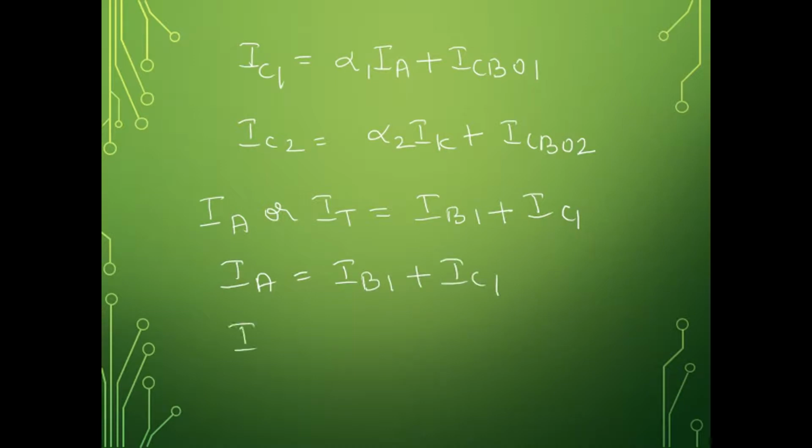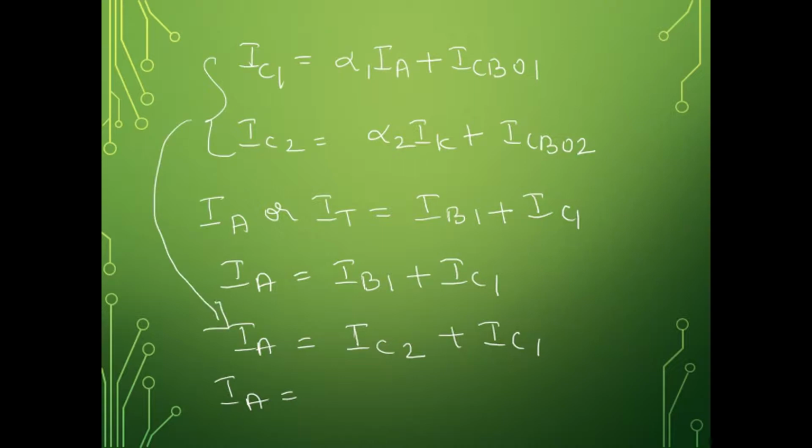If you observe there, the base of the first transistor is connected to the collector of the second transistor. So we can rewrite this as IC2 plus IC1. What is IC2? Alpha 2 into IK plus ICBO2. IC1 is alpha 1 into IA plus ICBO1. We will substitute these two in this one. So what we get is IA equal to alpha 2 into IK plus ICBO2 plus alpha 1 into IA plus ICBO1.